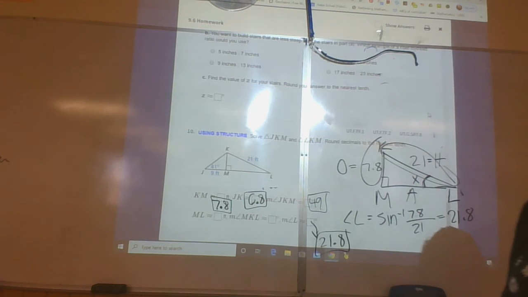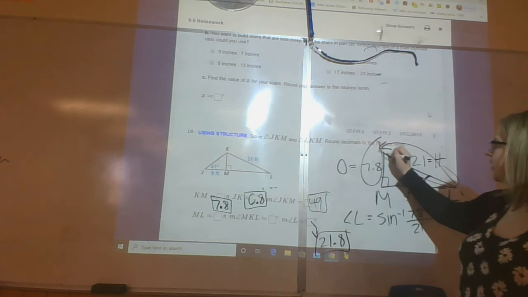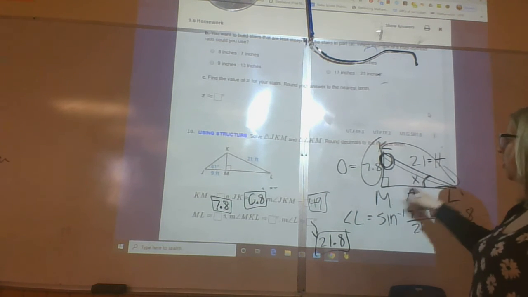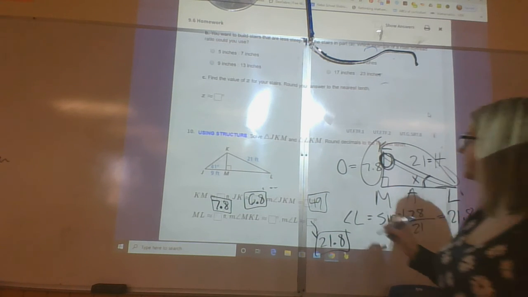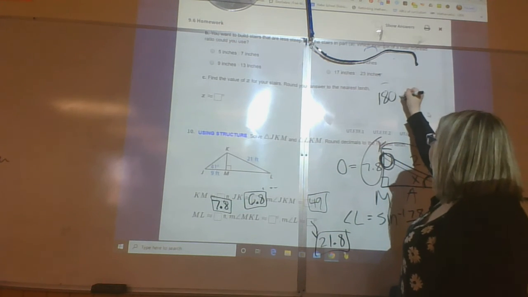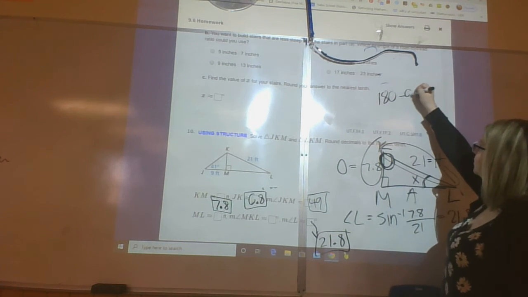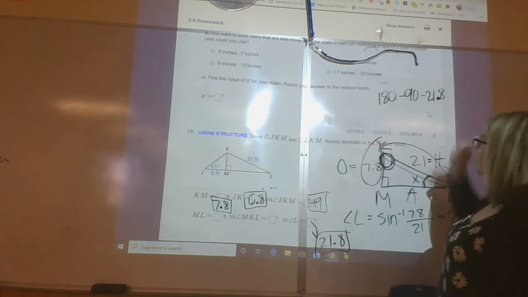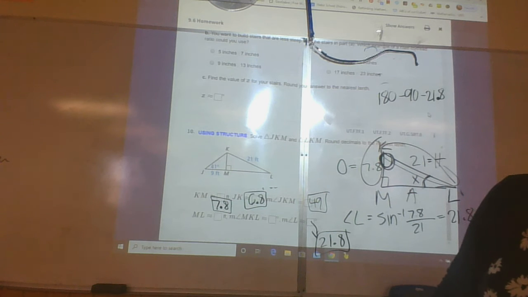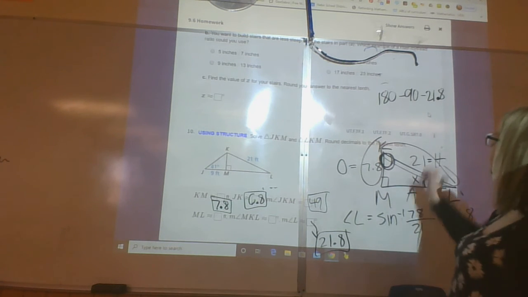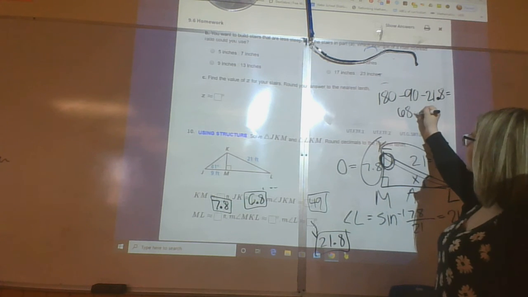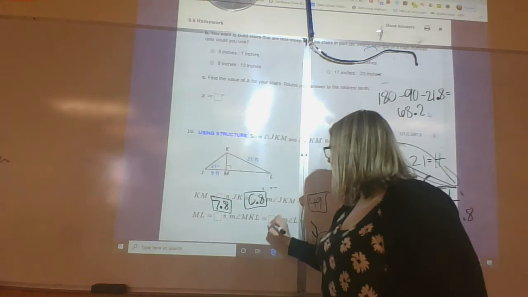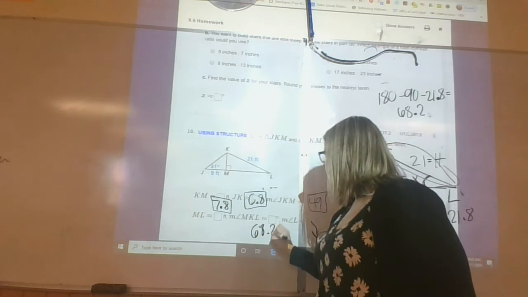Okay, so now the next one, let's do this other angle right here. We're missing this angle right here. Okay, well, that's not too bad to do. I know all the degrees in a triangle add up to 180. So I can do 180 minus my 90-degree angle minus my 21.8. I put that all in my calculator, and you should get 68.2. So right here, this angle right here is 68.2.